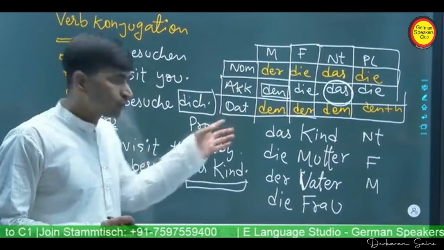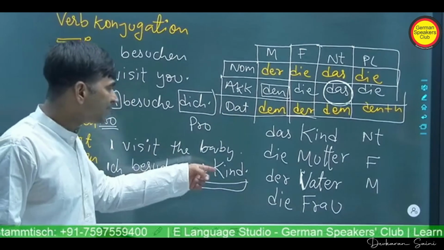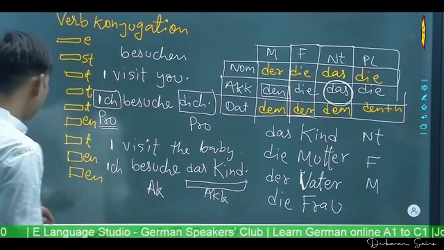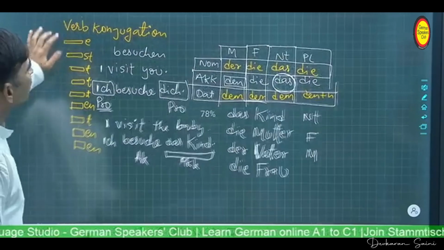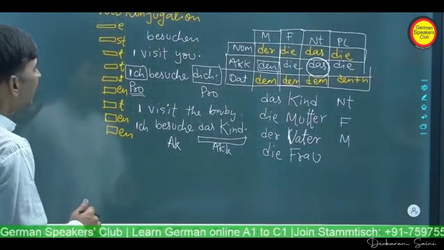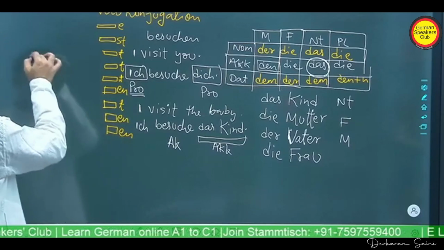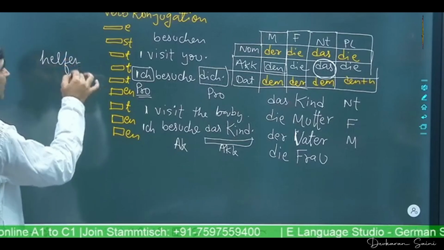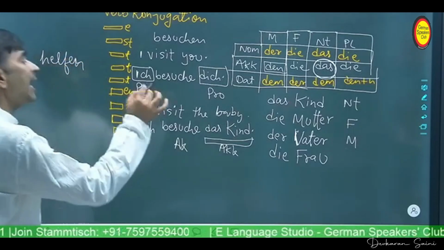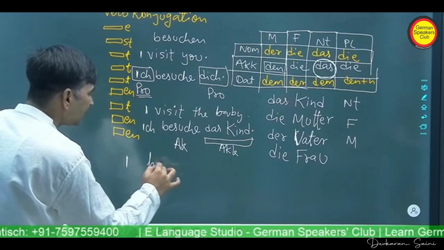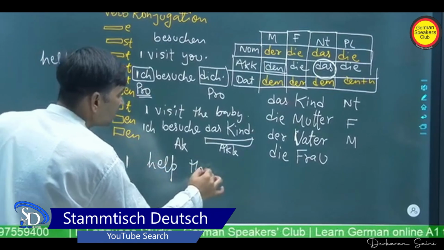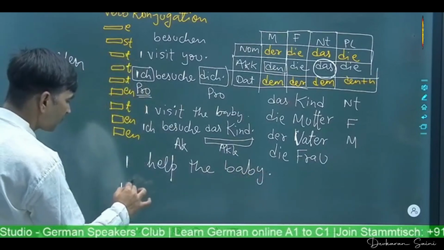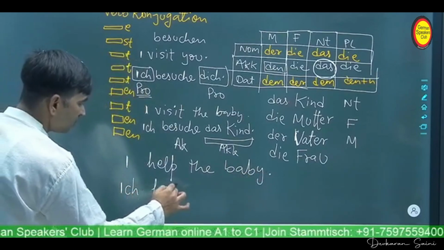This das Kind is accusative, of course. I went to the neutral, and in that neutral I went to the accusative category. So don't think that I have taken it from the nominative form, but it is actually from this table, from accusative and neutral cross, which is das. So with besuchen, I've used das Kind, which is accusative case.